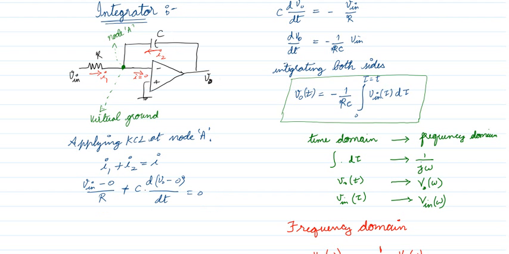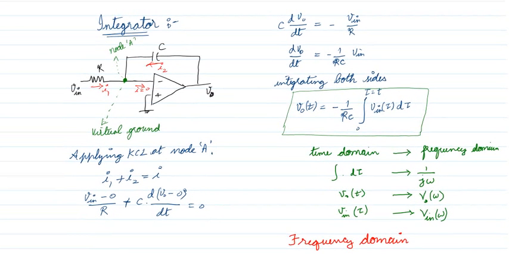Right? Other things are simple mathematical manipulations. I just need the output. Output is equal to minus 1 by RC. See, this we already got. Then integrating both sides, we get this expression, right? So the output is equal to the integration of the input signal. So that's why it is called an integrator, right?